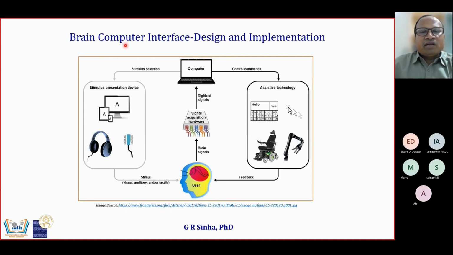So brain-computer interface design and implementation is the topic for today's lecture, where you can see the entire BCI system here, where other things we have already covered a number of times. How do we acquire the stimulus? How do we acquire the signal, and the signal goes to the computer?